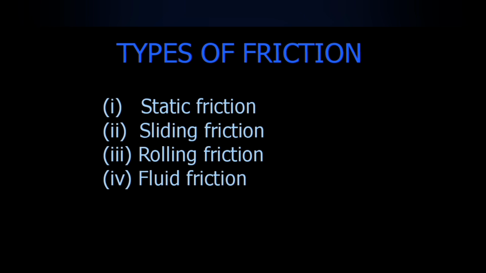A body that is about to start moving or that is in motion will have what is called sliding friction or kinetic friction. A body that is moving in a circular path or in a rotational manner will possess what is referred to as rolling friction. And of course, when we talk of fluid friction, this is a friction that exists between the layers of a fluid. That is, the layers joining the fluids together will possess fluid friction.